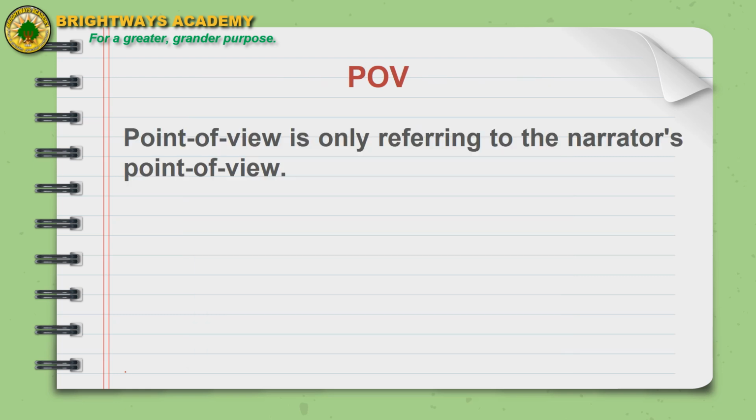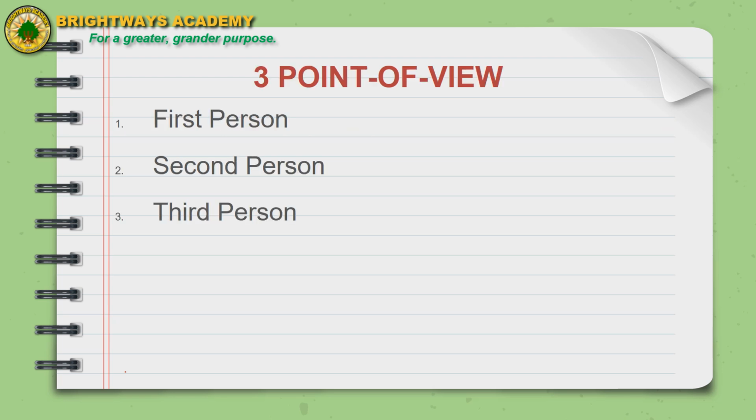To answer that question, point of view refers to the perspective that the narrator holds in relation to the events of the story. The three primary points of view are the first person, second person, and third person.